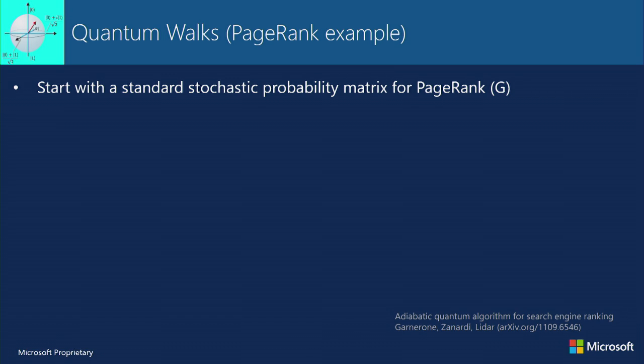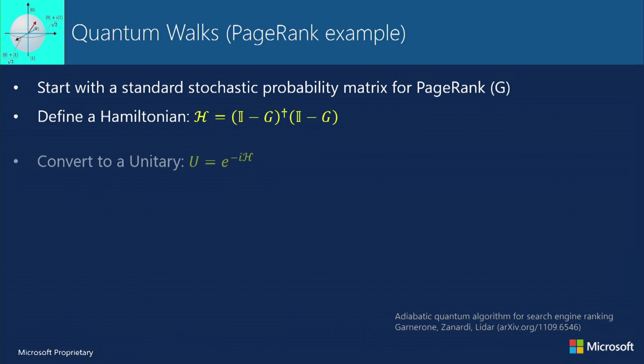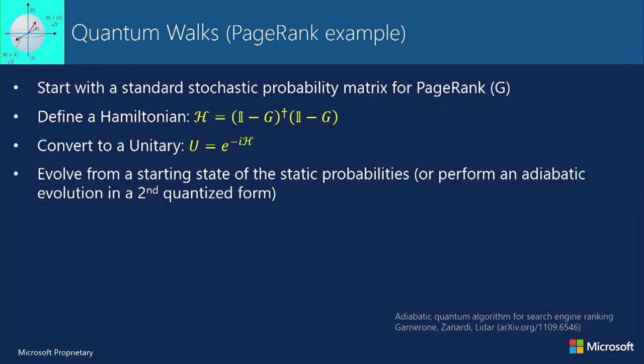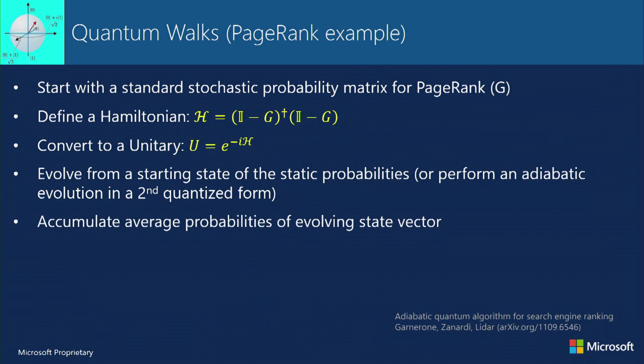Let's take the Google matrix for PageRank. We know how to convert it to a Hamiltonian. Once it's a Hamiltonian, we know how to simulate it. We turn it into a unitary, and now we evolve from a starting state, just like you would for PageRank normally, and you perform an adiabatic evolution. This basically says we're very careful about staying in the ground state, the lowest energy state, as we go through the system. And we get an output.